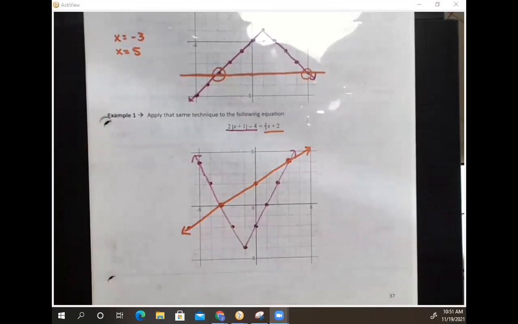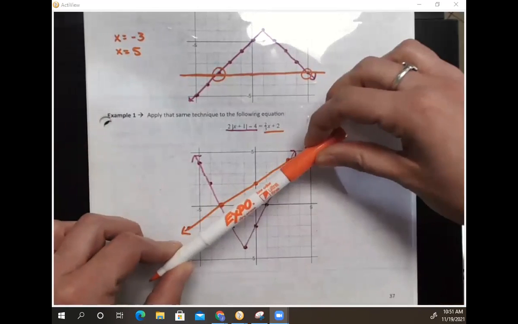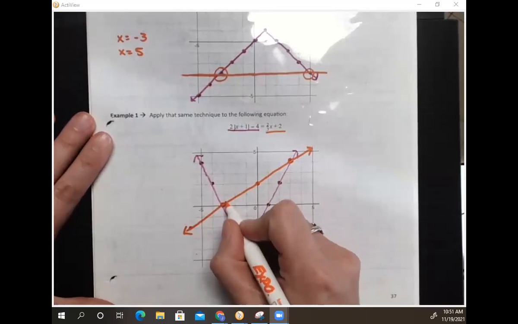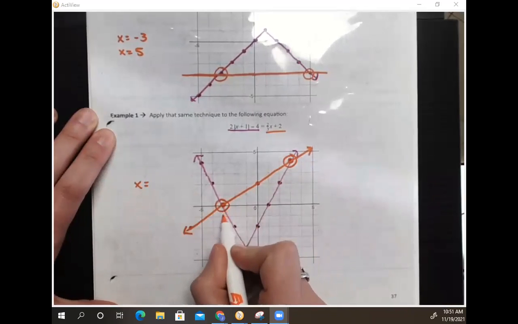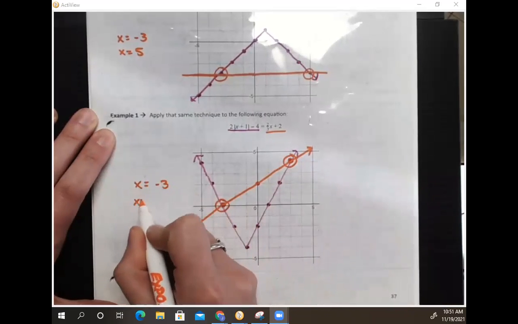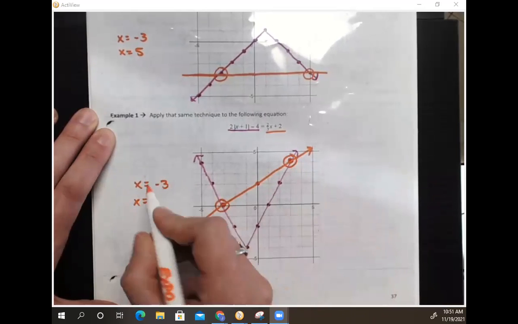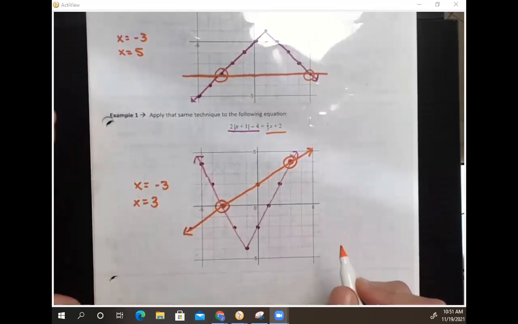Where do you think my solutions are? The intersection points, exactly the same idea, right? The only difference is instead of having a horizontal line, now our line has a slope to it. But my solutions are still at those points of intersection. So my solutions would be x equals -3, and then x equals, this guy's at +3. Okay. My equation looks a little different, but we solved it exactly the same way. Okay. Questions for me so far? Okay. So turn to the next page and we're going to take this one step farther.